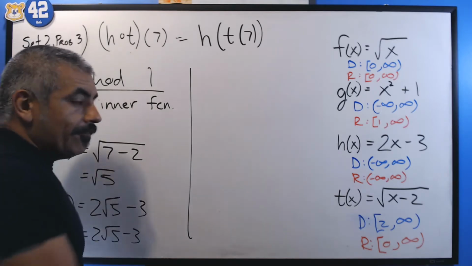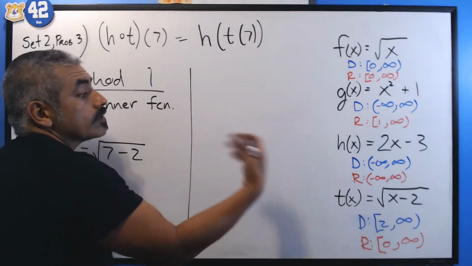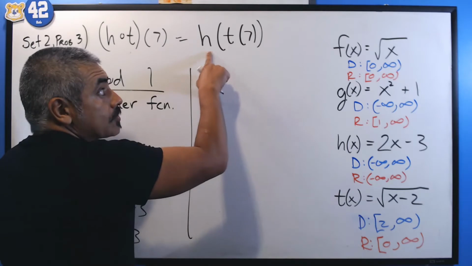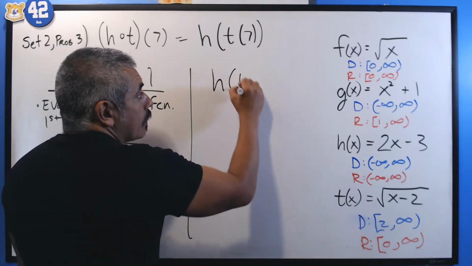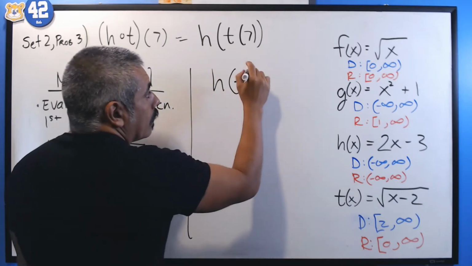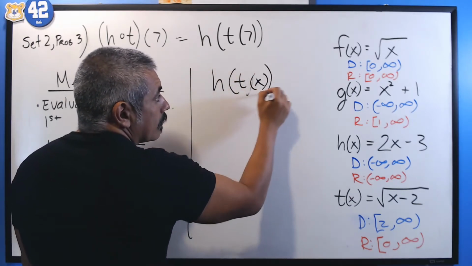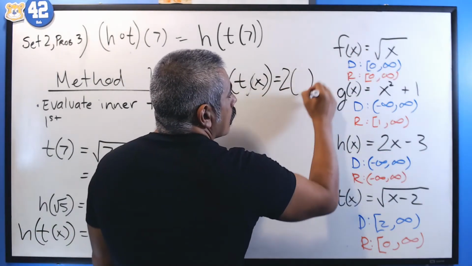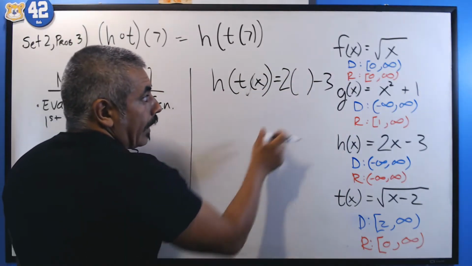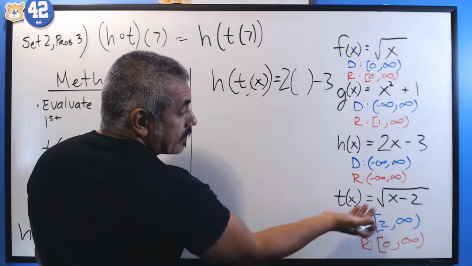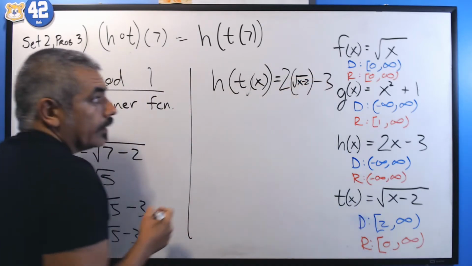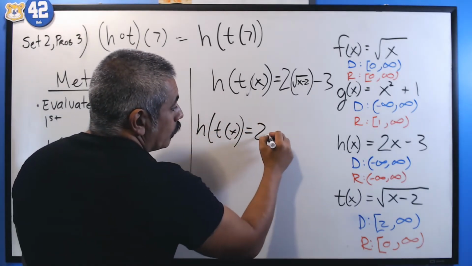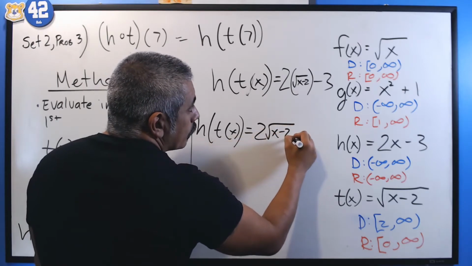The second method involves what we did before. First, compose the function, and then plug in the 7 and see what you get. So let's go ahead and do that here. h of t of x. First we're going to do h of t of x, which is equal to 2x minus 3, or 2 something minus 3. And then when we plug in t of x, we get root x minus 2. And we say that h of t of x equals 2 root x minus 2, minus 3.